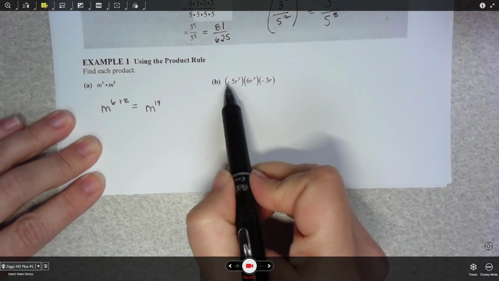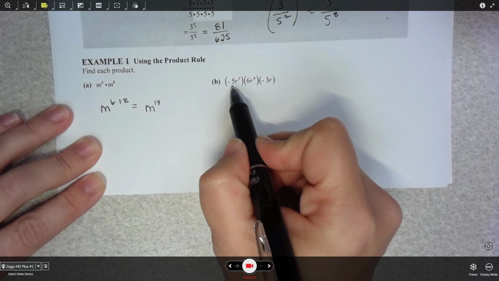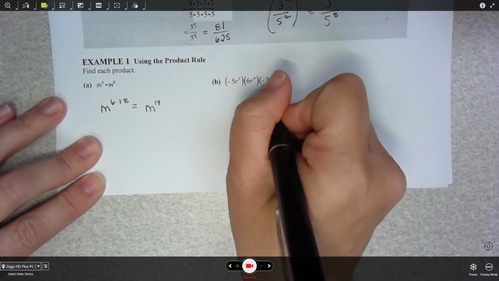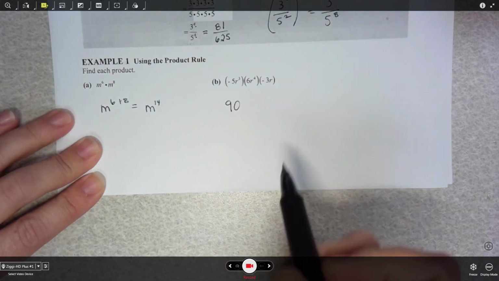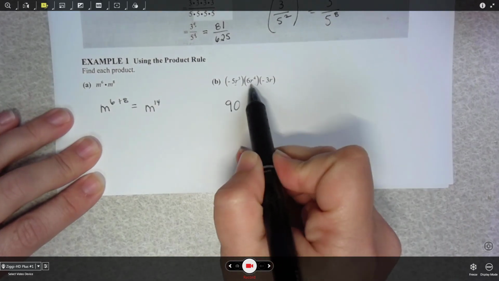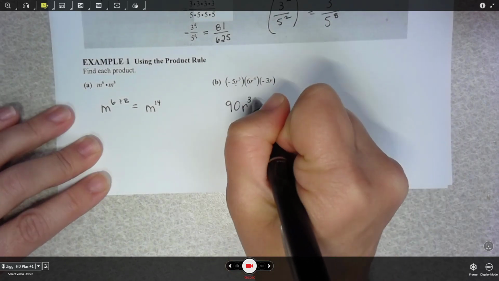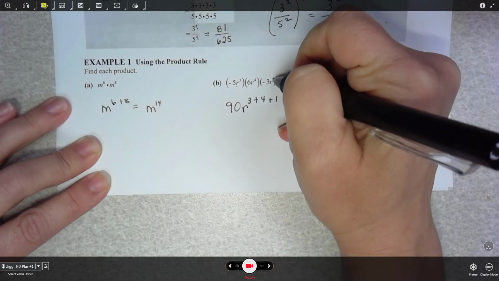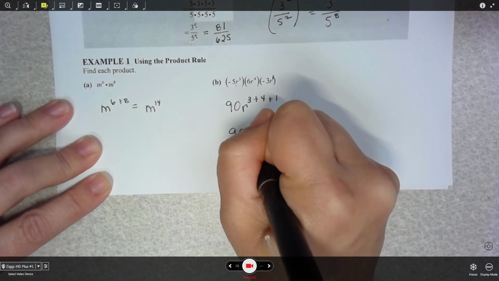Here I'm multiplying, so I have to consider the product rule. I'm going to multiply negative 5 times 6 times negative 3. That'll be negative 30 times negative 3 gives me a positive 90. And then I have like bases here with the r's. So I'm going to keep the r, and I'm going to add 3 plus 4 plus 1. Remember, this r has an understood 1. So that would give me a final answer of 90r to the 8th.